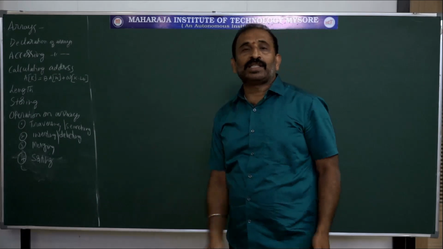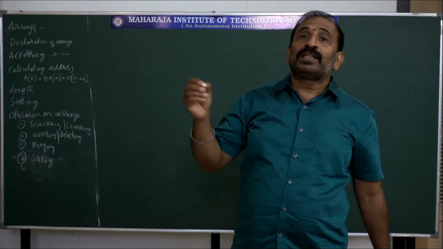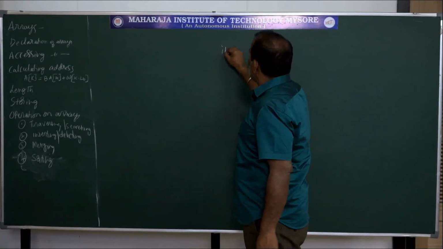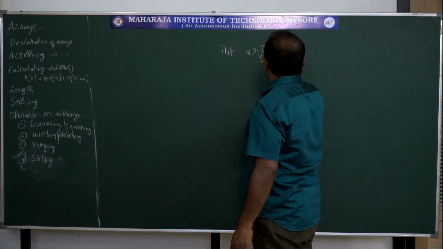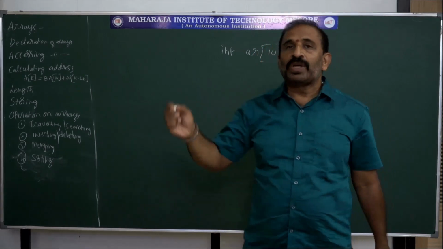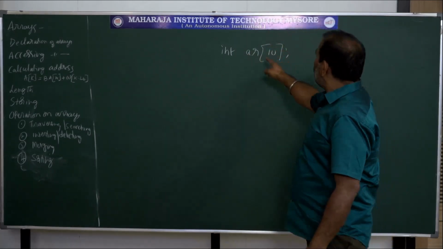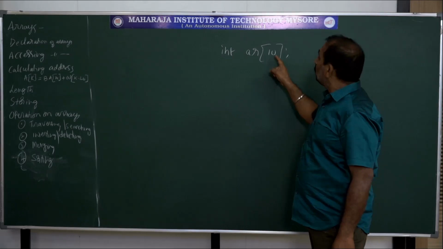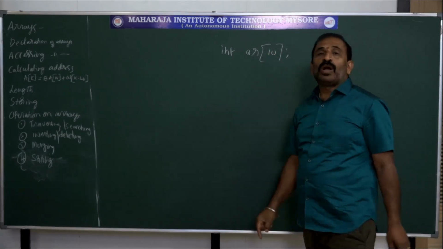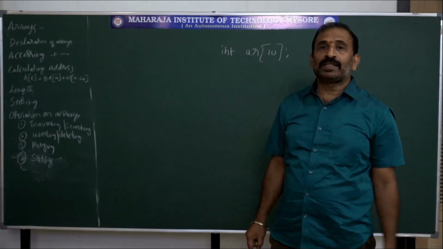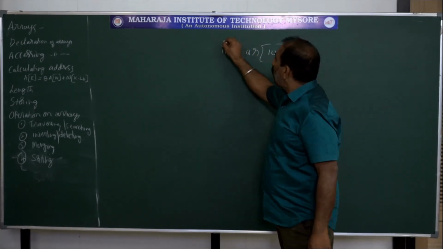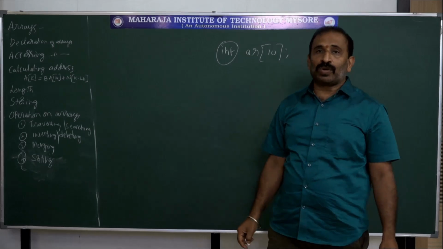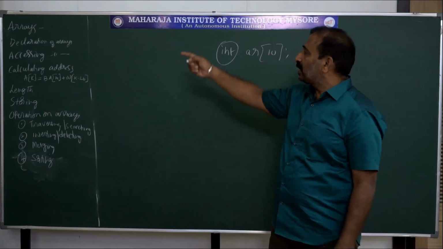How to declare arrays? Arrays are declared like this: integer AR[10]. Here I am using square brackets to indicate this is an array, and here I am telling you the size of the array, and this is the name of the variable AR and what type of data it can store. So this is how we will be declaring the arrays.